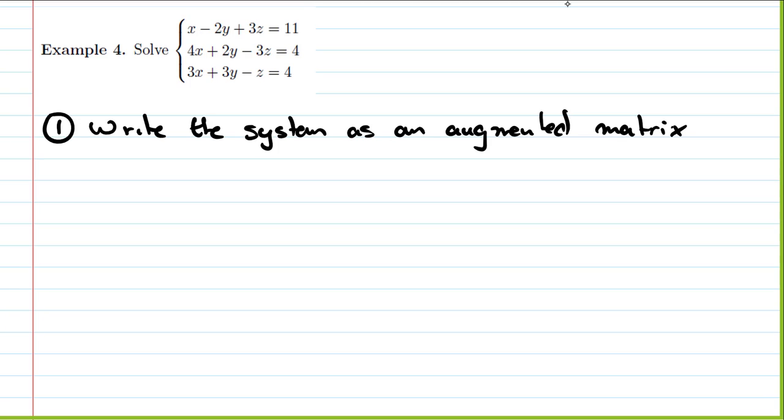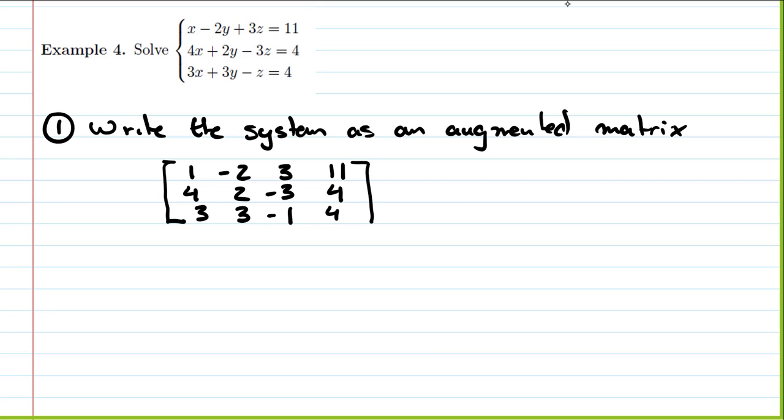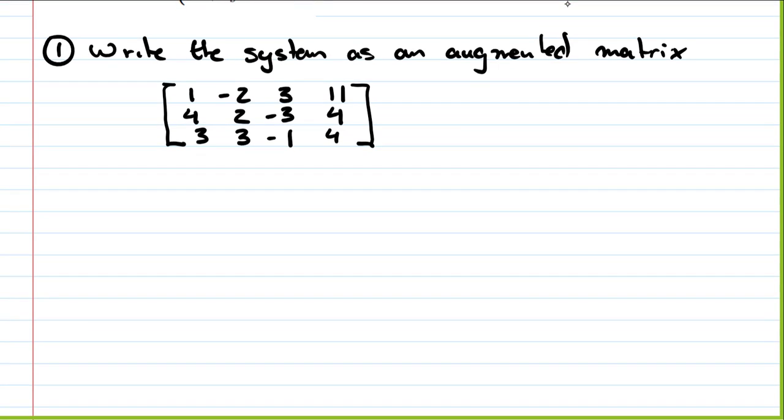So 3 equations, 3 variables, and a constant. So that's going to be a 3 by 4 matrix. So we have 1, -2, 3, and 11. Our second row is 4, 2, -3, and 4. And our third row is 3, 3, -1, and 4. So then step 2 is we're going to reduce the matrix to RREF.